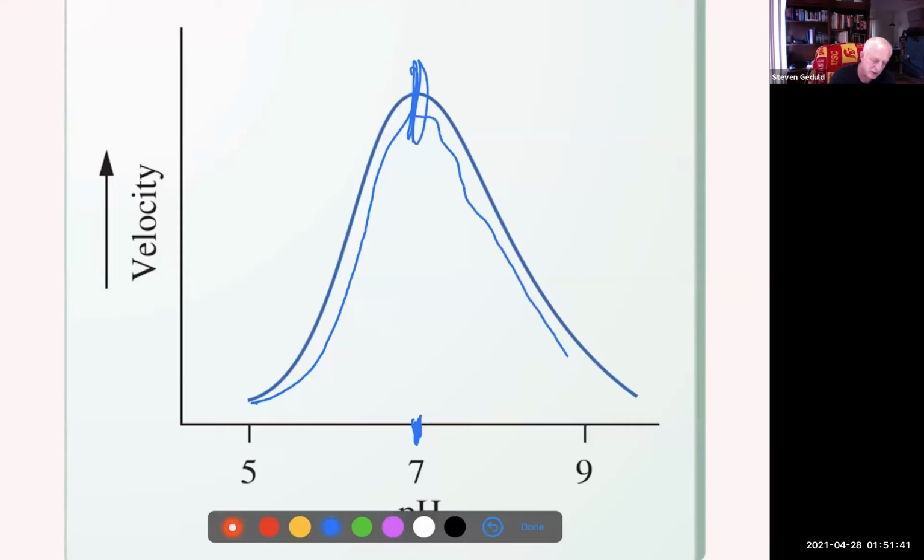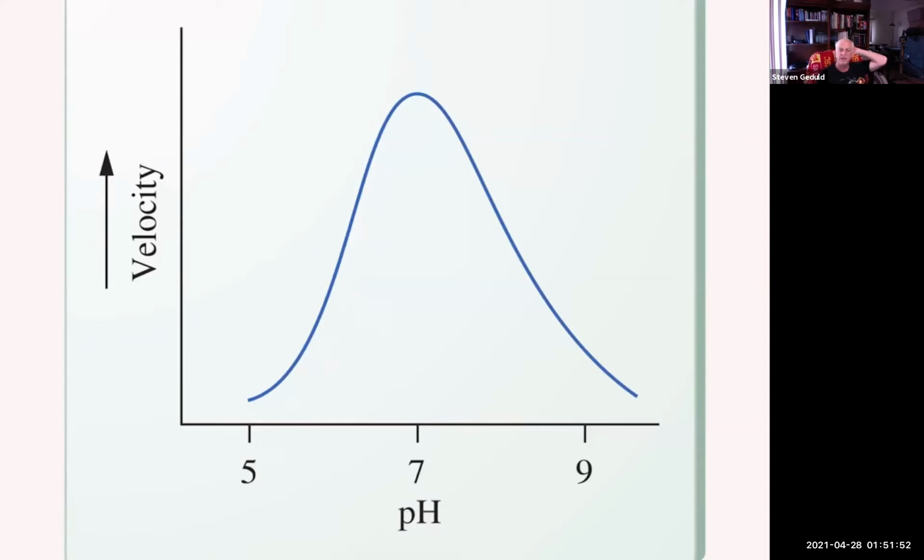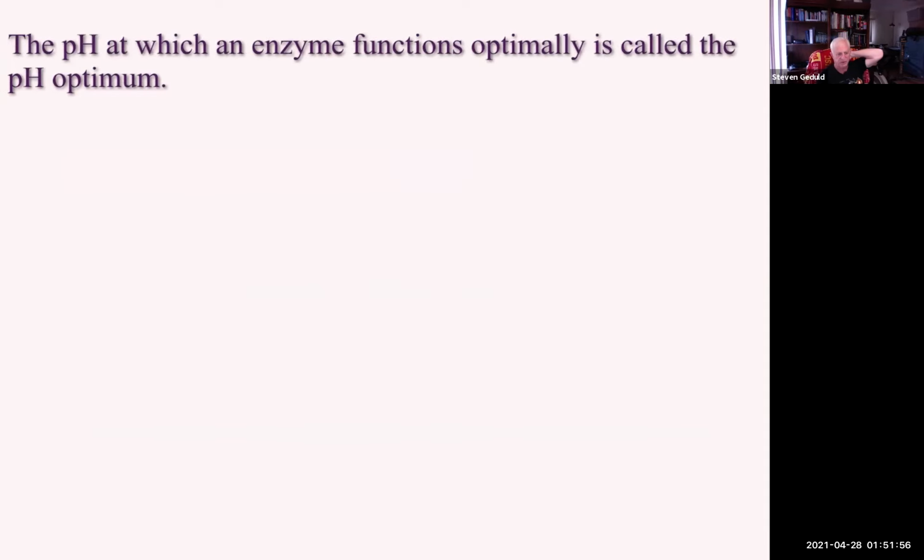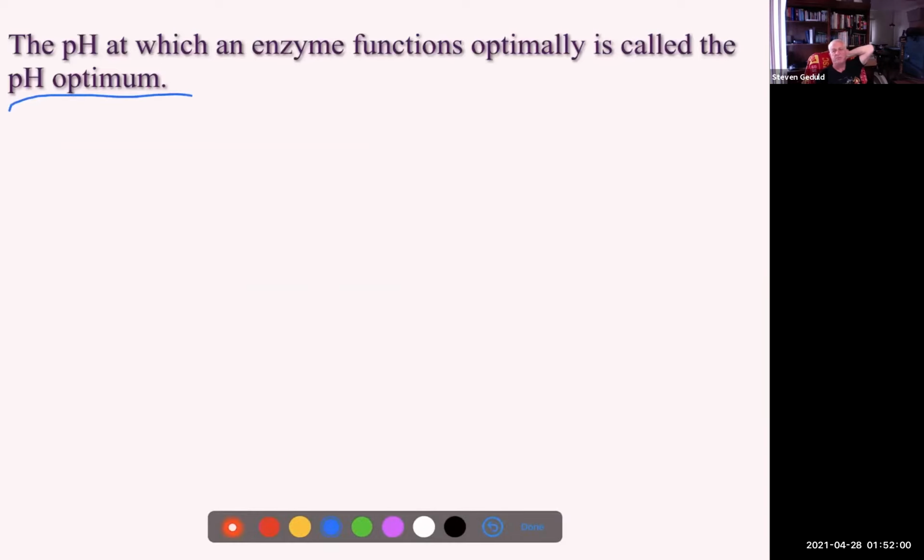Catalysis is going to occur quickly, and then as it becomes more basic, okay, it becomes too basic, too acidic, it changes the active site. The enzyme doesn't function. And most enzymes are designed to work around pH 7, which is what our body is. The pH at which the enzyme functions ultimately is called the optimal pH, or the pH optimum. That's the pH where the enzyme is going to function at its optimal level.